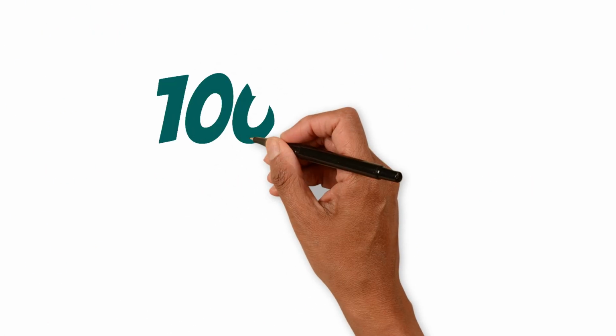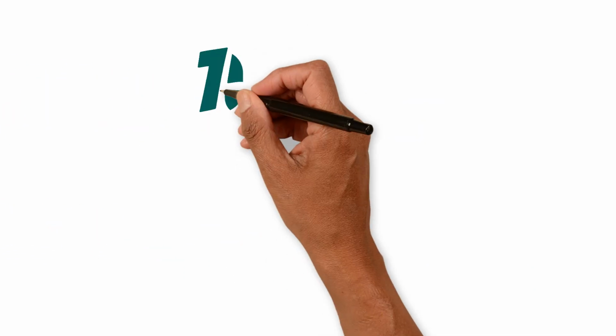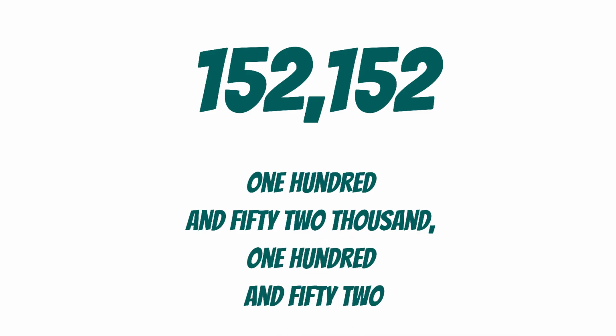Here is 100,000. Once we get to the hundreds of thousands, there is one more change. The "and" returns and can happen twice. This number is 152,152. As you can see, the "and" occurs twice.